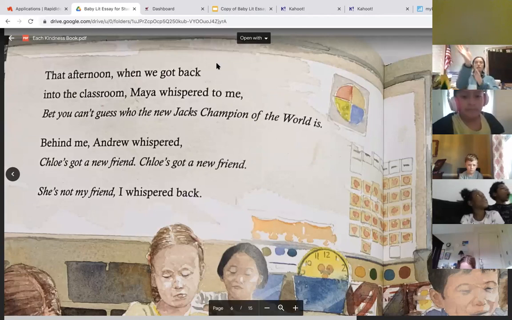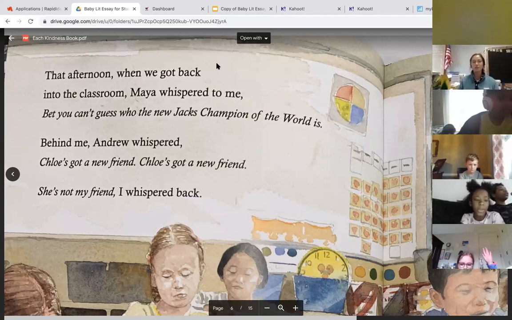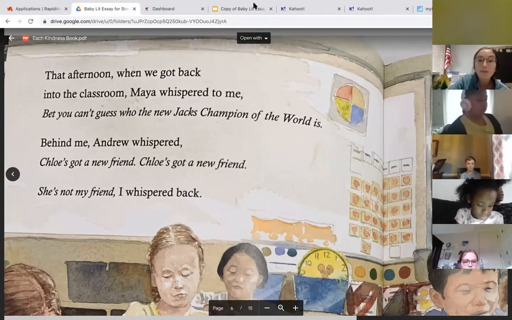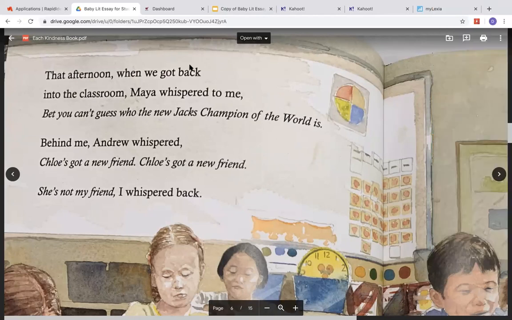What quote can we use from that page that tells us that people are mean to Maya? Susan, what do you think? She's not my friend. Perfect. Exactly. That's what I was thinking too.